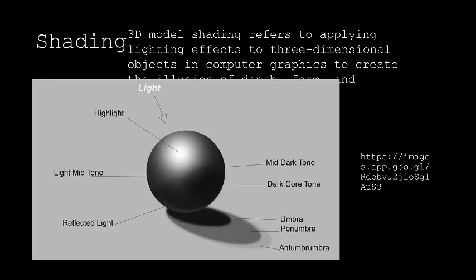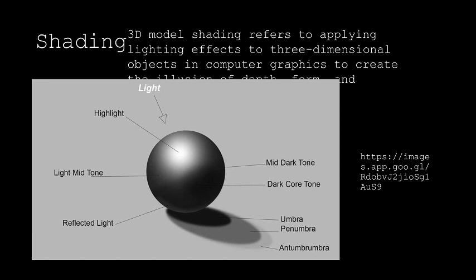So here we have shading. In 3D modeling, shading refers to applying lighting effects to three-dimensional objects in computer graphics to create the illusion of depth, form, and realism. Here we have the light source at the top, which is why it is shiny on the top of the ball. Behind the ball is a dark tone, because the light source is in front of it, so behind the object is dark.